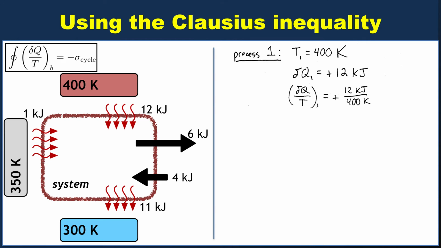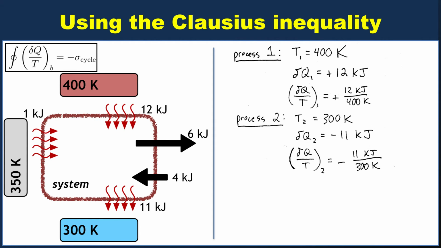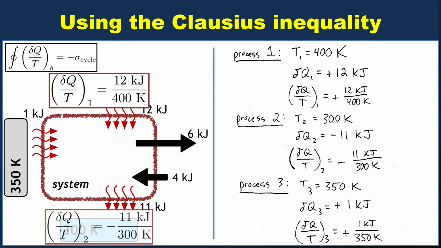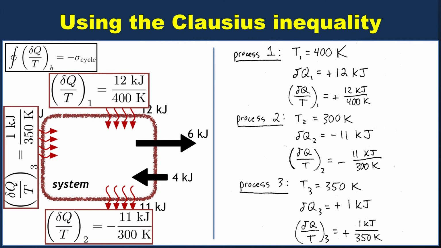We're going to do exactly the same procedure for processes 2 and 3. Process 2 is the bottom one that involves the reservoir at 300 K. Now that heat transfer has to be negative, right? It's taking heat energy away from the system. So the heat transfer is minus 11 kilojoules. That ratio, delta Q over T for process 2, becomes minus 11 kilojoules over 300 Kelvin. Process 3, same story, it's 350 Kelvin. Heat transfer was plus 1 kilojoule. Delta Q over T for process 3 is plus 1 kilojoule over 350 Kelvin. I'm going to substitute in those values where I have the reservoirs on the left, just so that we remember their values when we try to add them together. So, process 1, process 2, and process 3 all over there on the left where the reservoirs used to be.